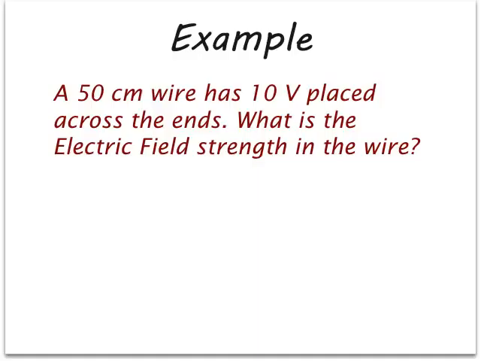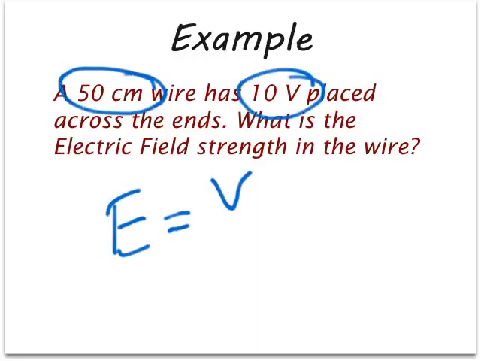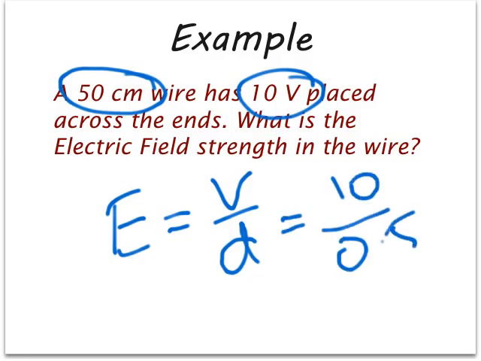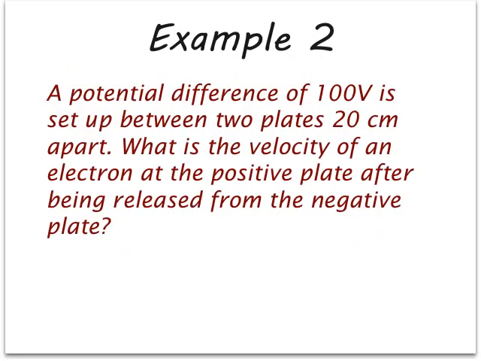So for an example here, we've got a distance and we've got a voltage. E equals V over D. You just put it into the equation. Remember meters. Similar thing here. However, probably a little bit trickier. We've got two ways of doing this one. Let's do the hard way first.